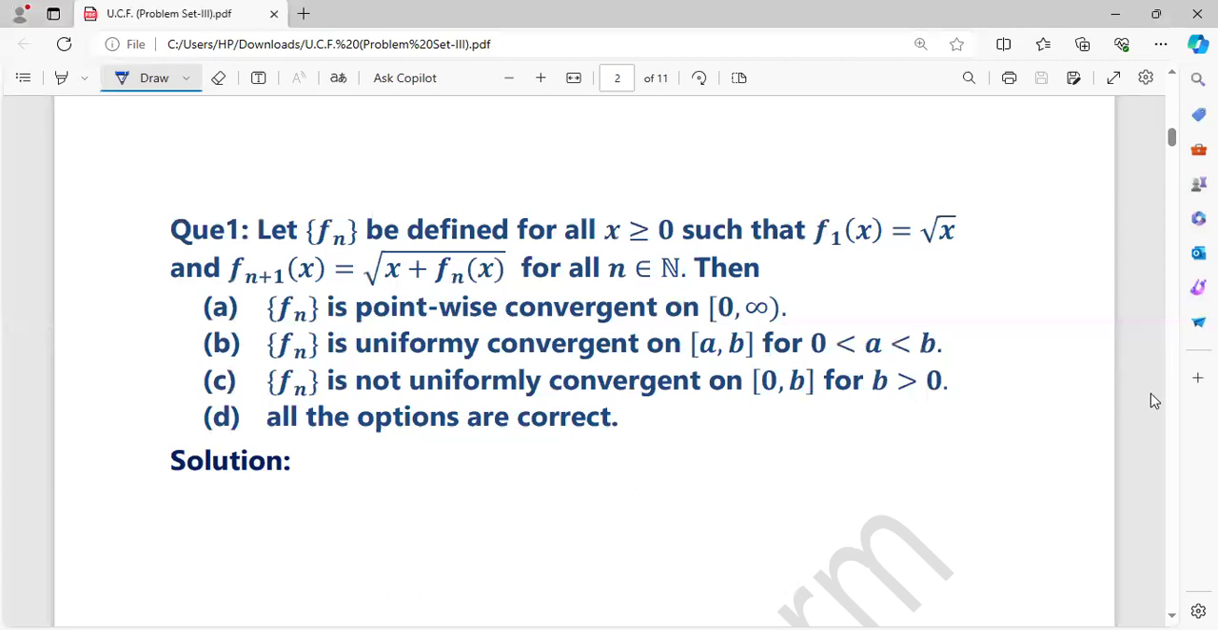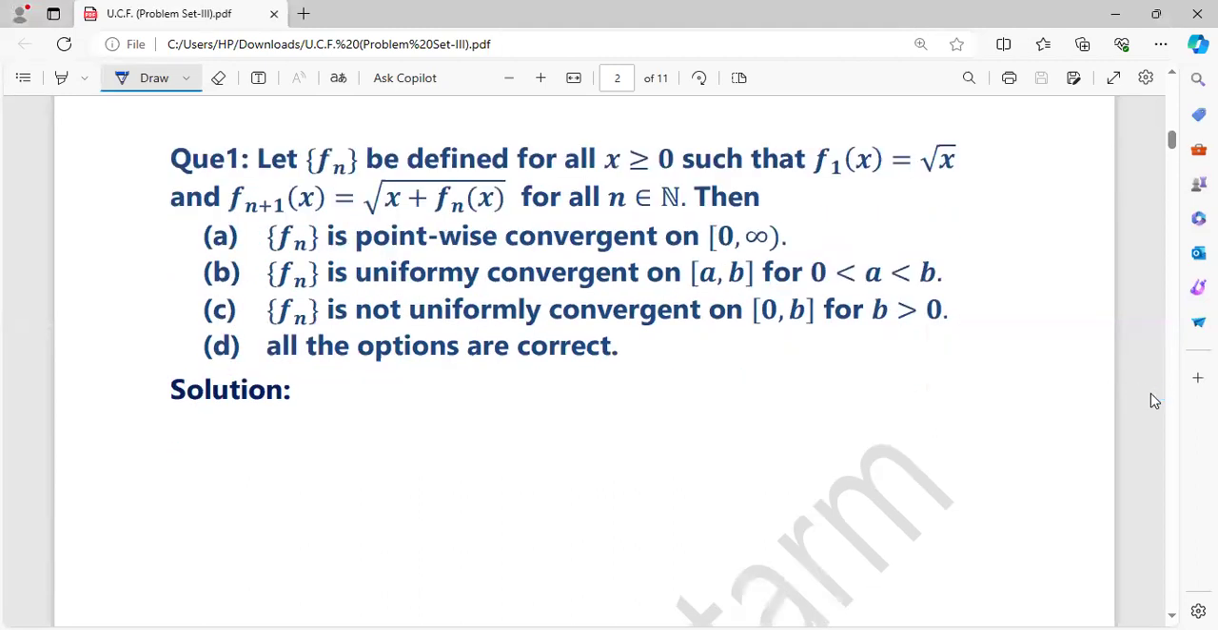Okay. So this question is a little bit tricky. So you see that f_1(x) is the square root of x. f_2 is the square root of x plus the square root of x. Now you see that this is greater.